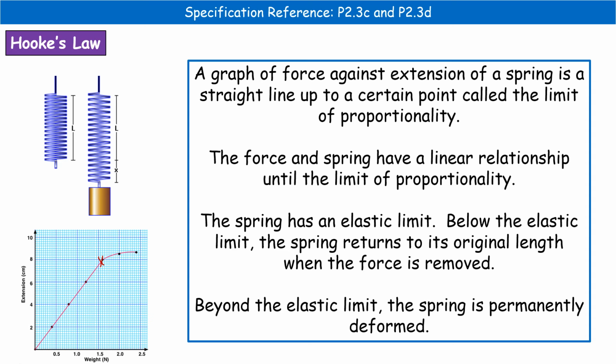So what we find here is, as we go beyond that point, we've exceeded the elastic limit of the spring. That means when we actually remove those masses from the spring, it's not going to return to normal. It's been permanently deformed. Below that limit of proportionality, what we're going to find is, removing the masses, the spring goes back to how it was originally.